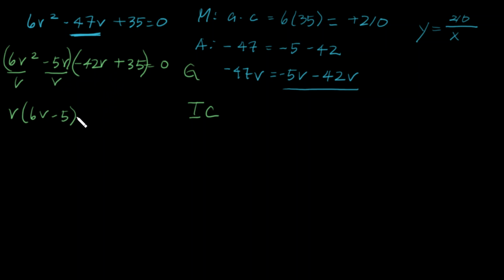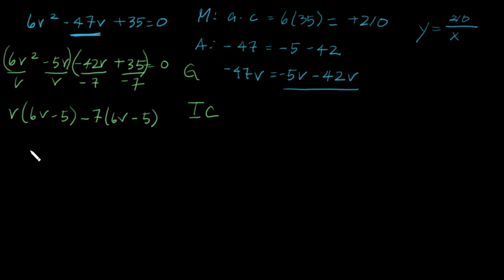But we're debating whether to take out a positive 7. If I take out a positive 7, and if I divide this by 7 and 7, then you end up with a negative and positive. We're trying to get a positive and negative here. So let's not do that. Let's go for a negative 7. Divide this by a negative 7. Divide this by a negative 7. So we end up with a 6V minus 5.